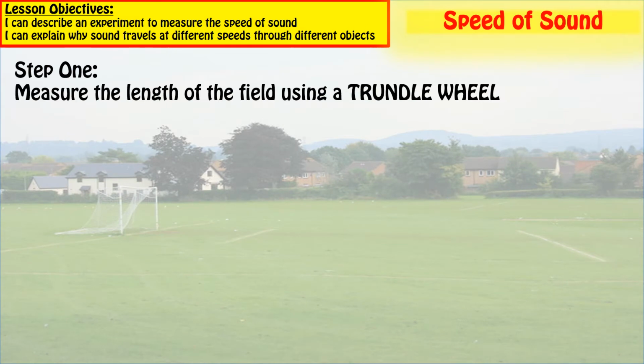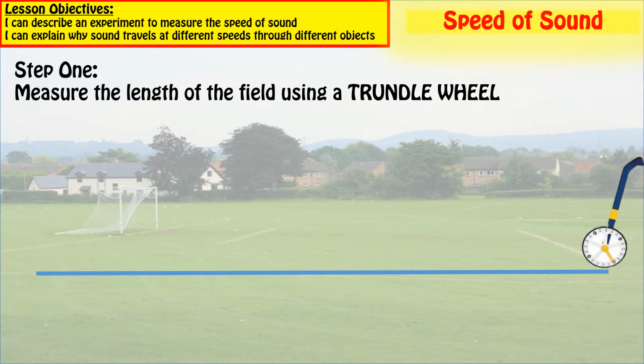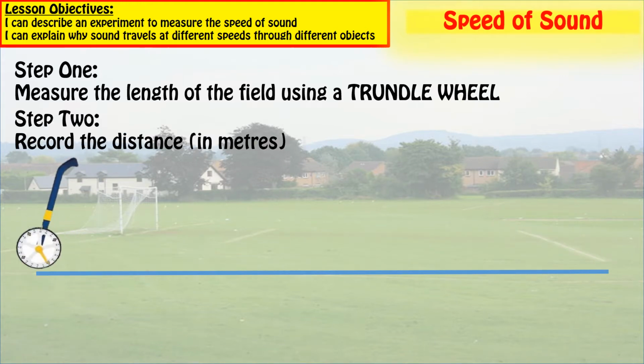So step 1, measure the length of a field using a trundle wheel. Now if you've never seen a trundle wheel before, it's like a meter stick but on a circle, and you walk with it and it goes click, click, click at every meter. So you just count the clicks and you know how many meters you have travelled. So you measure the length just like that and you record the distance. Now you have to use meters for this. So where you started was at 0 meters and the length of my field, I've just measured it, is 300 meters.